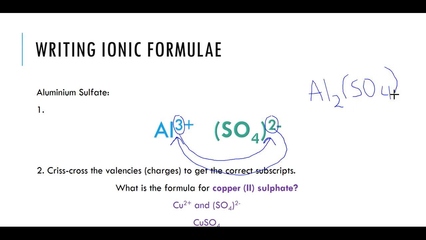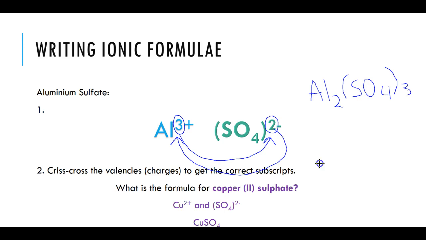Now that polyatomic ion acts as one ion, so everything in the bracket is times 3, which we got from the aluminium crossover. This means that for every 2 aluminium ions, we need 3 lots of sulfates.